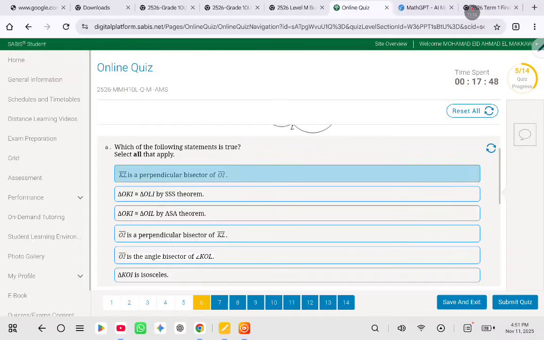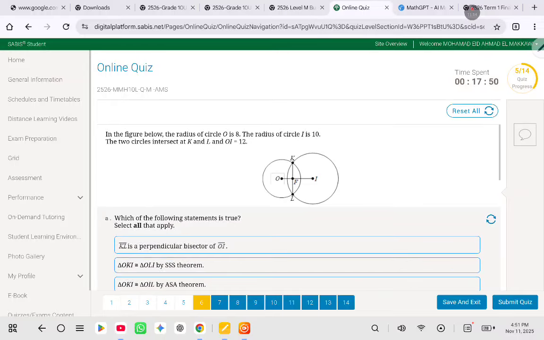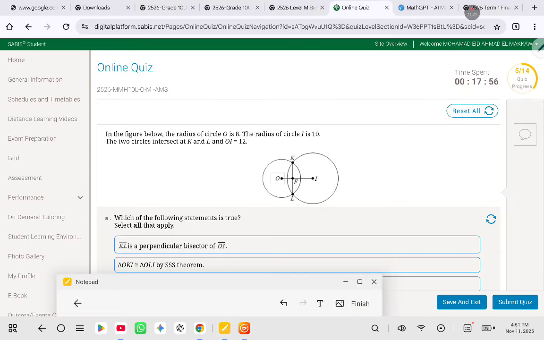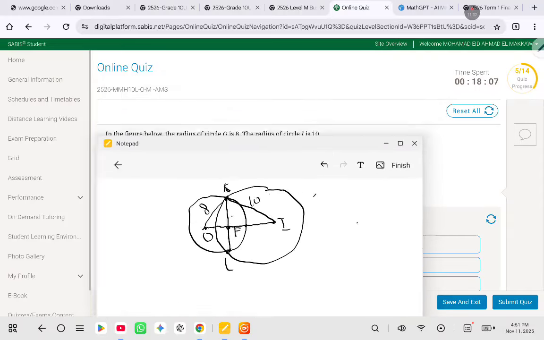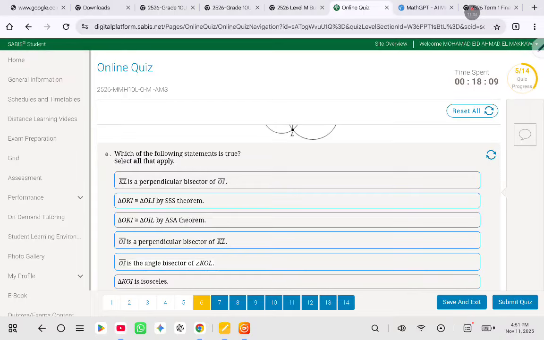Which of the following statements is true? KL is a perpendicular bisector of OI. No, it's not, guys, because it's not directly in the middle. KL doesn't directly bisect, it's not in the middle, because the radii are different.